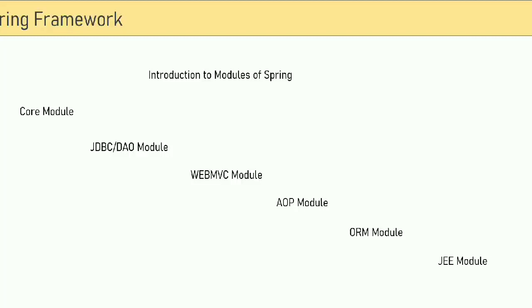AOP is aspect oriented programming, which is just like the object oriented concept in core Java. Similarly, we have another concept here called AOP. So we have to learn aspects and advices; those modules also we are going to cover here. And the most important is the core module, which is the most important part of Spring, where we are going to create standalone applications.